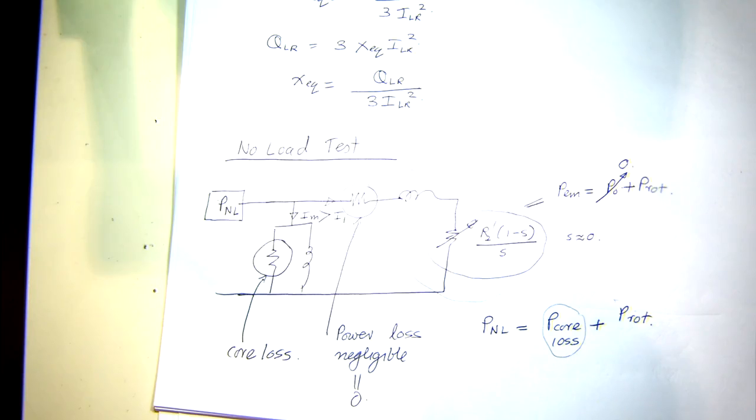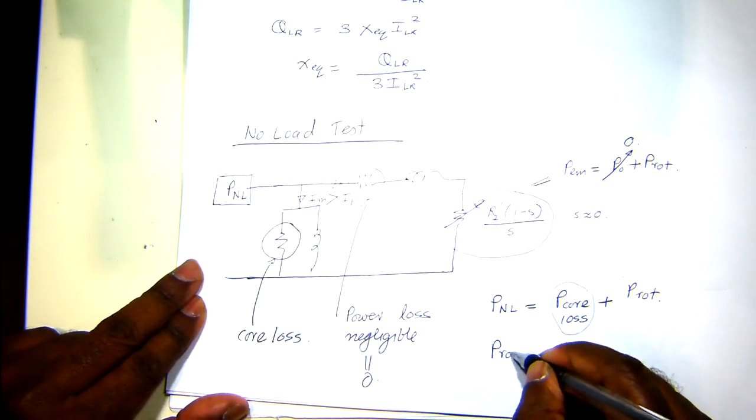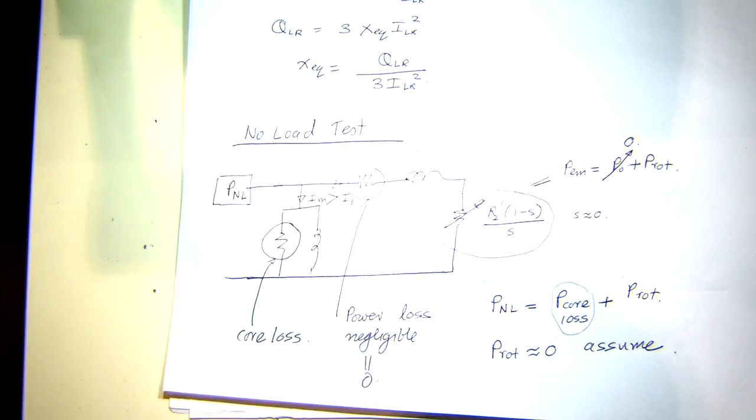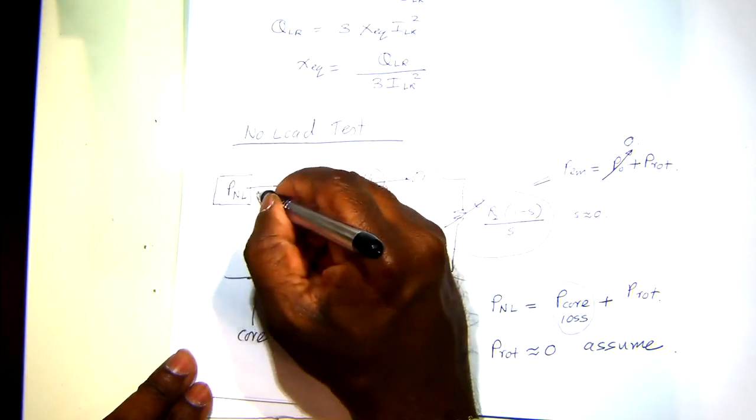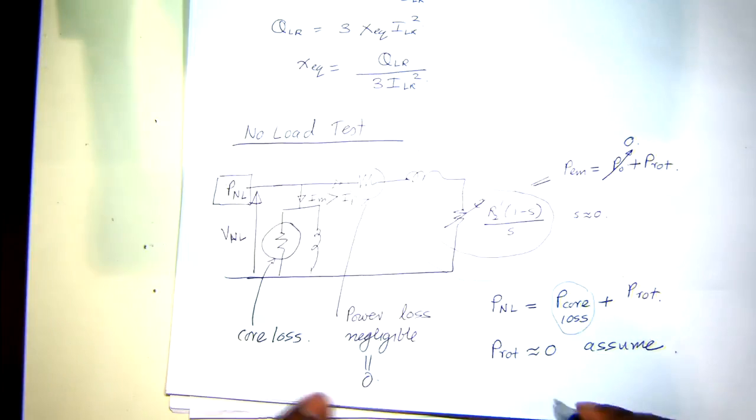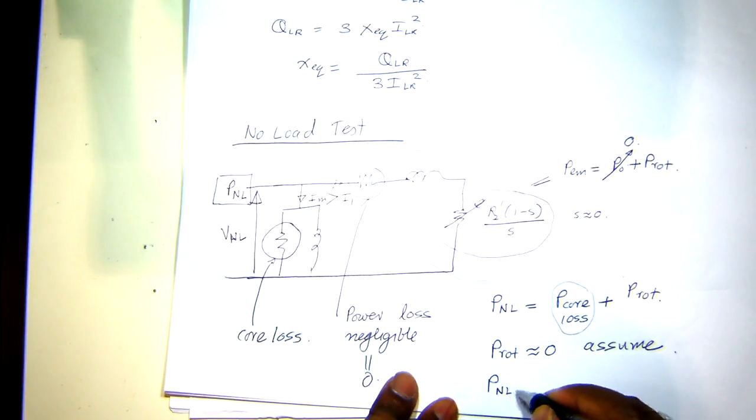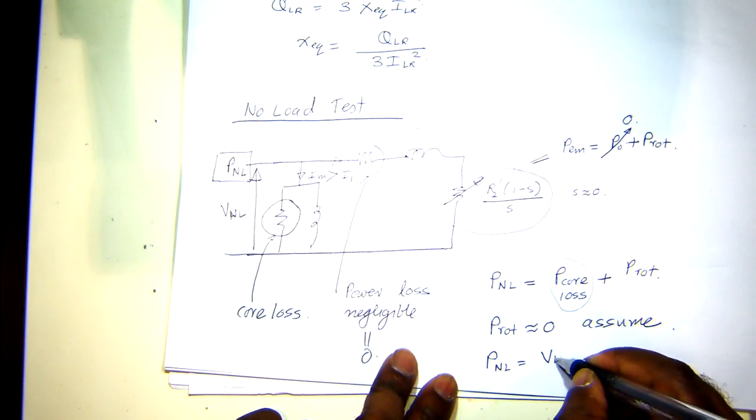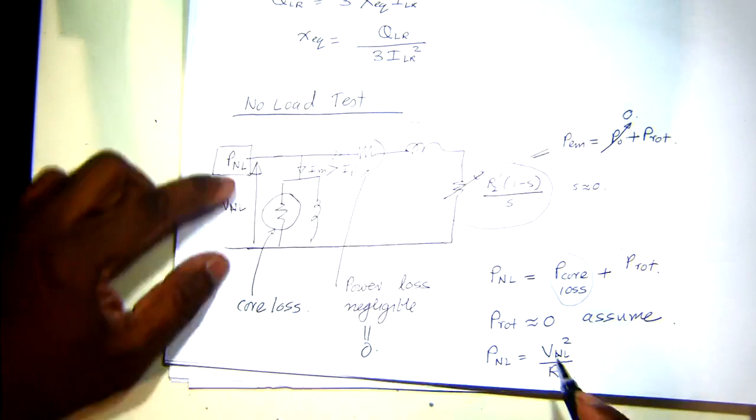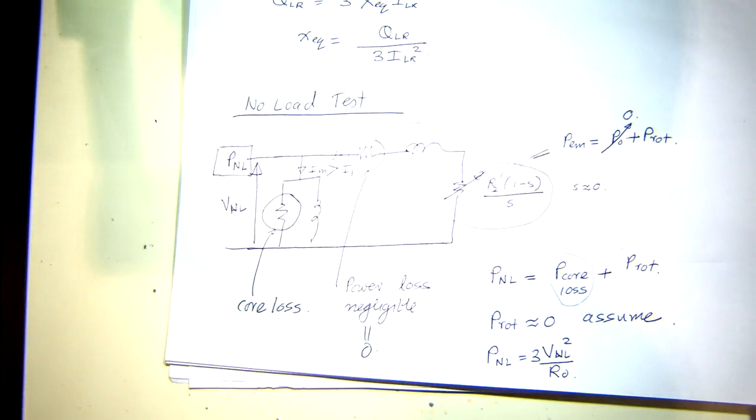Then it's fairly similar to the short circuit test calculation. So P rotational losses, we assume it's 0. And then we can say that if you are supplying a certain voltage here, let's say the phase voltage, no load, you'll have the no load power is equal to the no load per phase voltage squared over R naught. And since this is per phase, you'll have 3 times this if you're measuring the total power input into the induction motor.